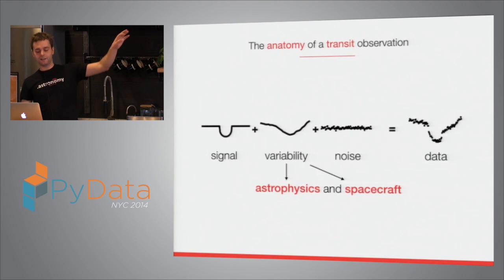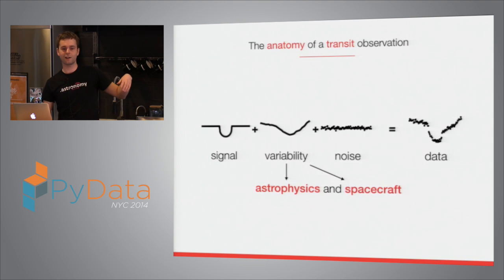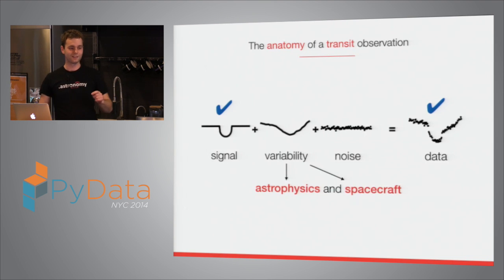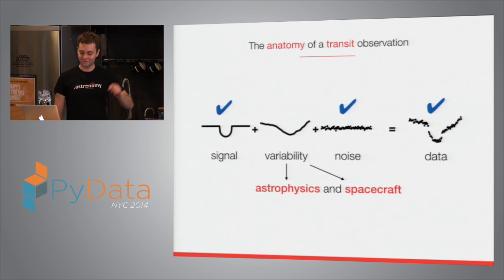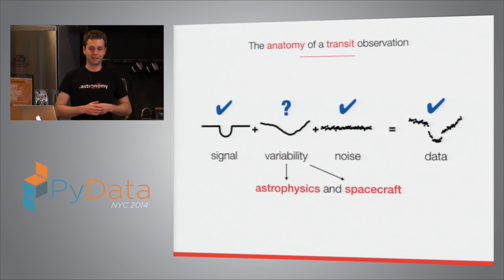And this variability, this trend here, is due to astrophysics, so all of the activity in the star like I was talking about, but also the wobbling of the spacecraft itself. So we've measured our data, and we know what our signal looks like. It's basically just geometry. We can estimate what the noise level should be pretty well. But what are we going to do about this variability?